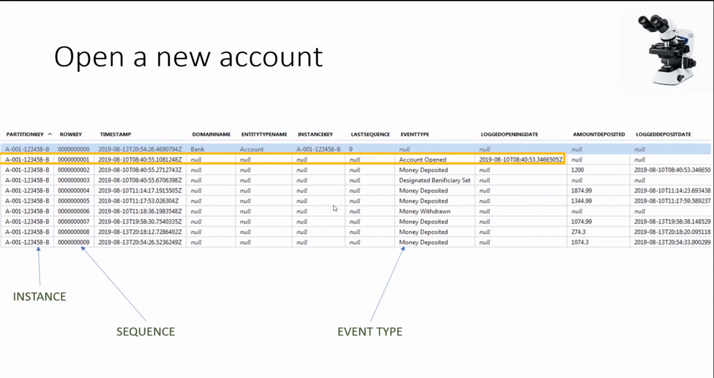And in the rows there, we have the instance, that's a unique identifier of the bank account, a sequence, which is just an incremental number of the event, and then the event type. So we had account opened there. You can see the extra details of that.